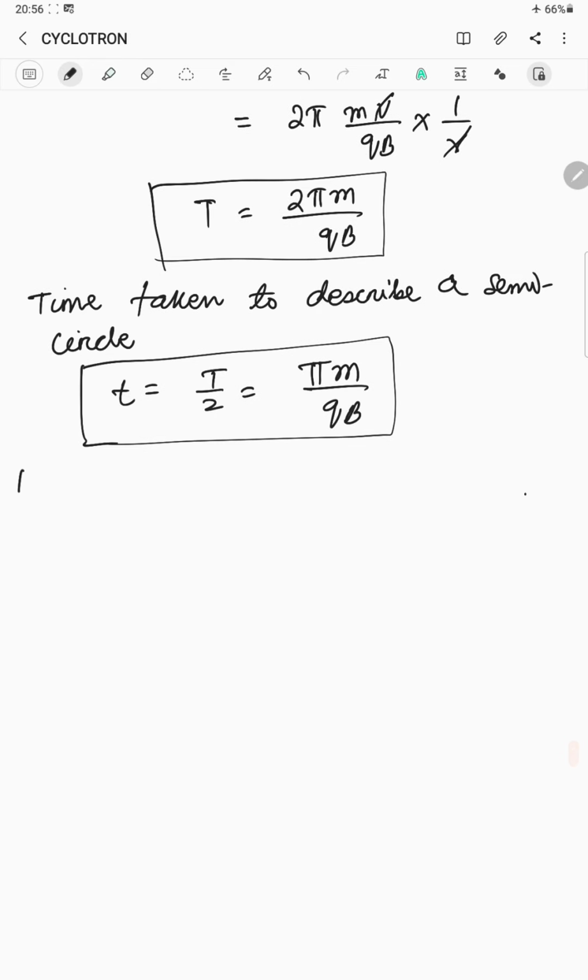Then comes the frequency of revolution. Frequency of revolution of the particle.